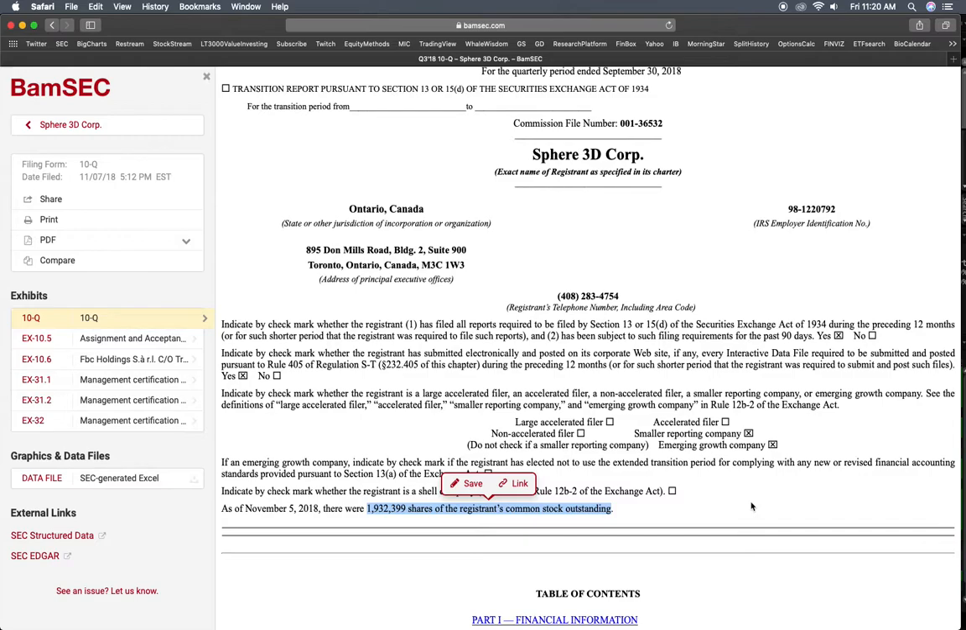So if ANY had 100 million shares outstanding, that means every time the stock moves $1 in price, the company's value just went up by 100 million. Whereas ANY only has 2 million shares outstanding, so a $1 move is only a $2 million increase in value of the company.